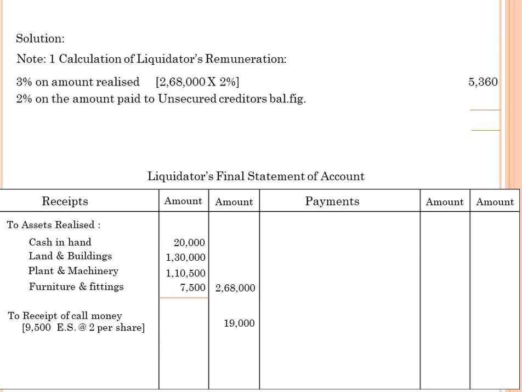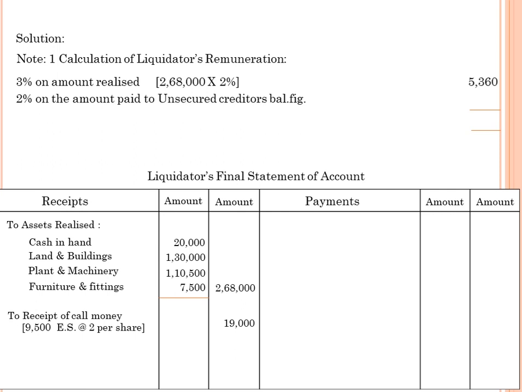We don't have any surplus from secured creditors, so just ignore it. And next, receipts. The call money we received from equity shareholders: out of 10,000 equity shares, except 500, the rest of the shares paid the unpaid call money of 2 rupees per share. So 9,500 into 2 is 19,000 rupees.